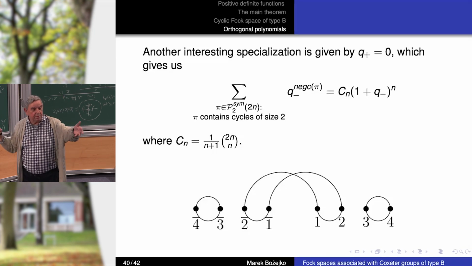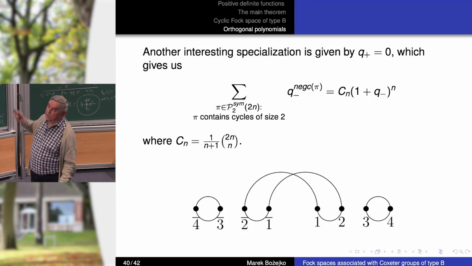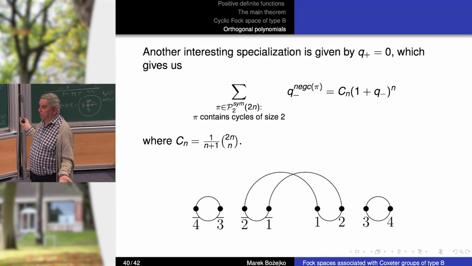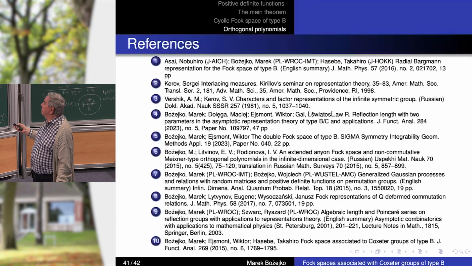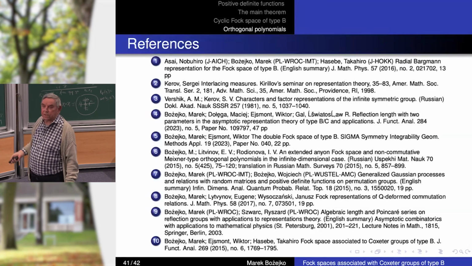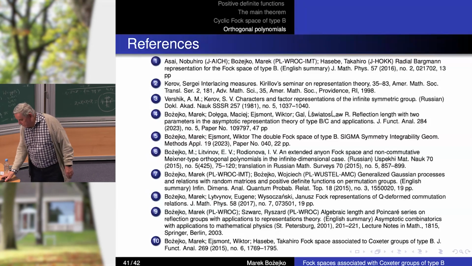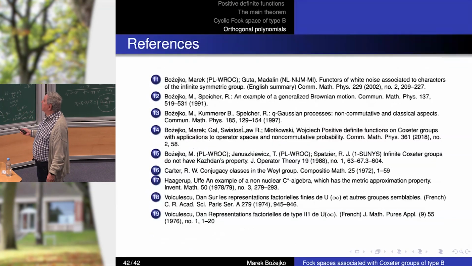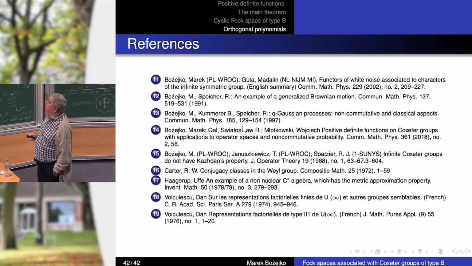Professor Penson will be happy, since you also like Catalan numbers. That is connected with the Wigner semicircle, with random matrices, with free probability. So these are the references: my paper with my collaborators, but not only, because the most important, of course, are the papers by Wojkulescu, Hagerup, and especially Carter's 1972 paper about conjugacy classes in the Weyl group.